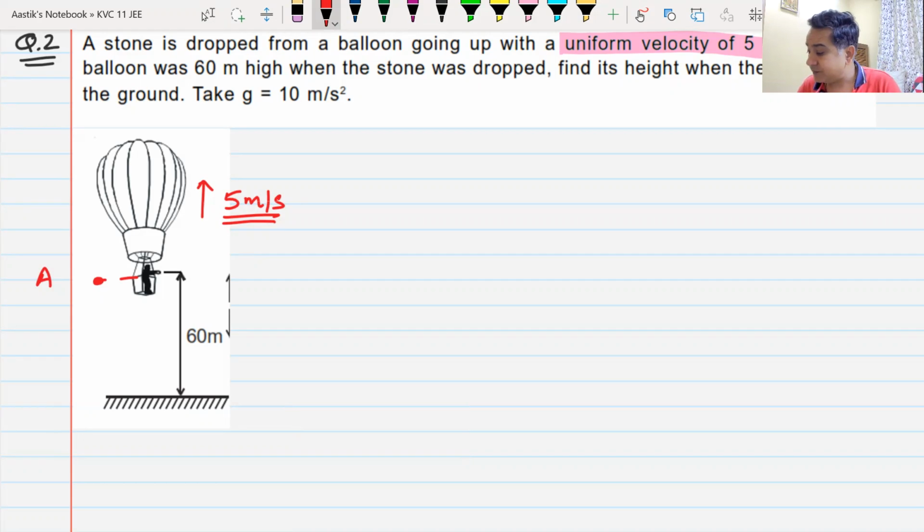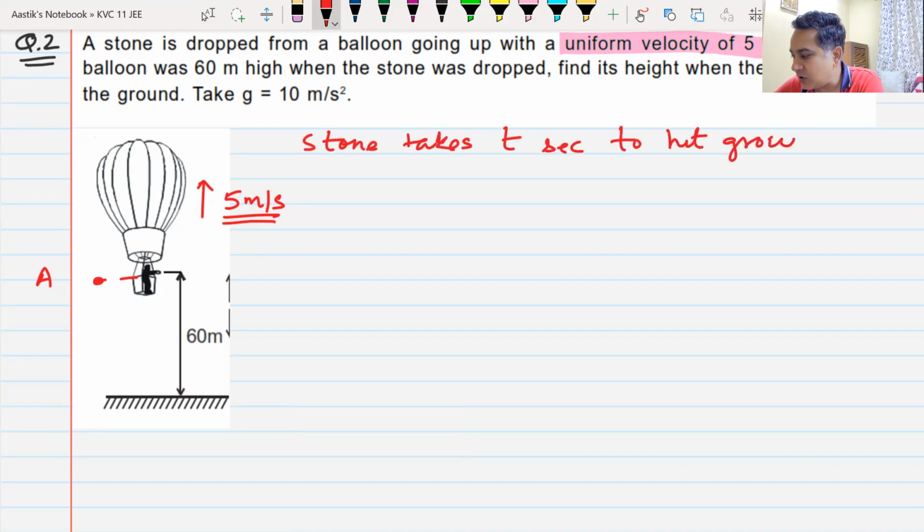So I imagine that the stone takes t seconds to hit the ground. So if I can find out how much time it takes to hit the ground, I will just multiply it by the uniform velocity and I will get the height it has gone up. Let us suppose that that height is h.